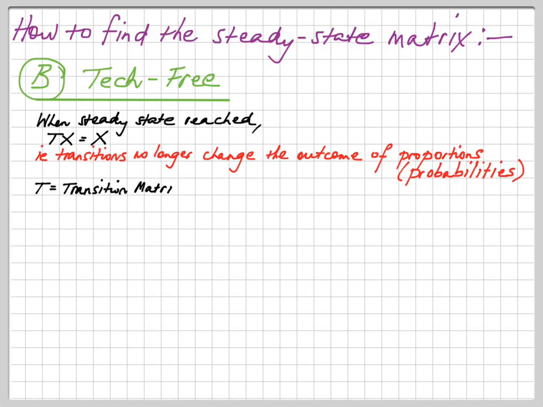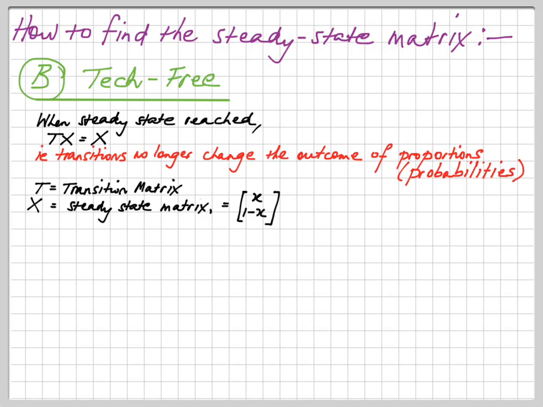So T is the transition matrix, so let's see if we can work this out. X is the steady state matrix, and I'm going to call it matrix little x and 1 minus little x, because they have to add up to 1, since we're dealing with proportions or probabilities in that matrix.